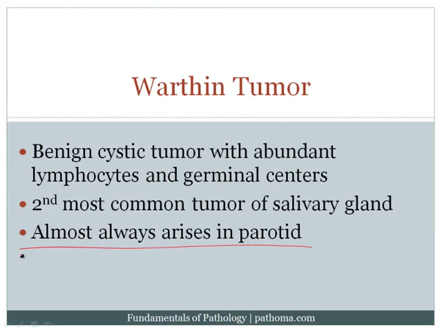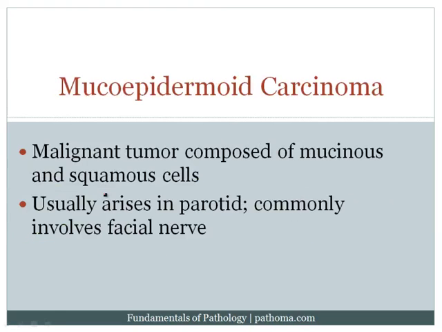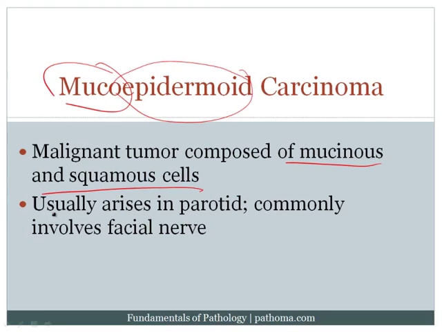So again, it's a benign cystic tumor with lymph node tissue, and that's why we say abundant lymphocytes and germinal centers is the classic description. The final tumor is called a mucoepidermoid carcinoma, and the muco means that you have mucus-producing cells or mucinous cells, and the epidermoid means that you've got squamous cells. So it's actually a malignant tumor that's composed of two types of epithelium, mucinous and squamous cells.